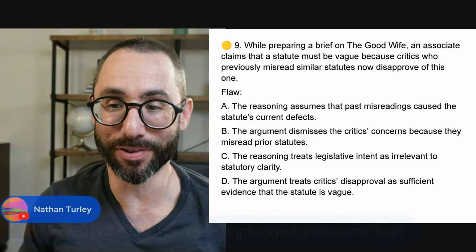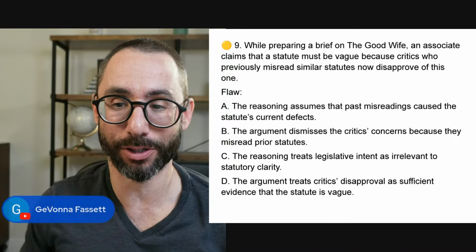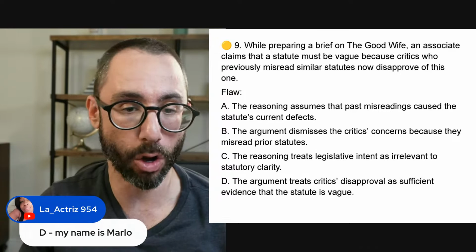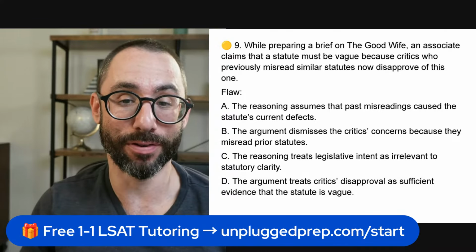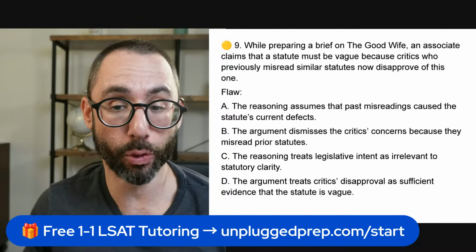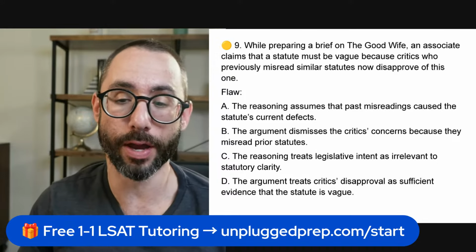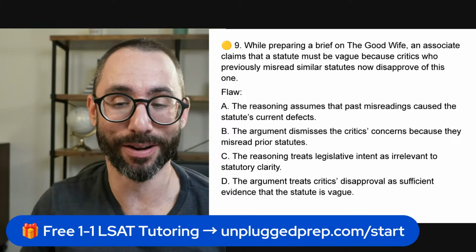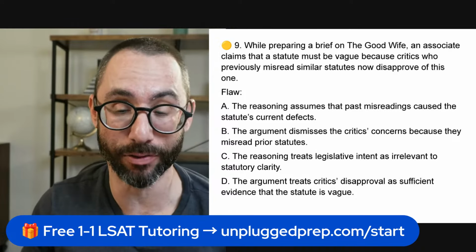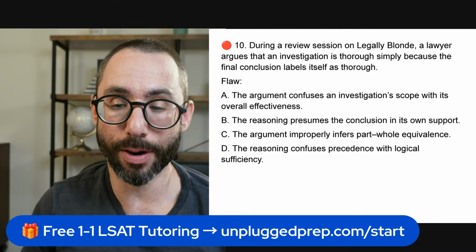Well done, folks. I see Nathan says D, Valentina, Giovanna, Autumn, Marlo, all saying D. Fantastic, folks. The answer is in fact D. Because the critics disapprove, therefore, they assume the statute must be vague. Well done, John. Of course, yes, the answer is D as in Delta. Well done. On to number 10.